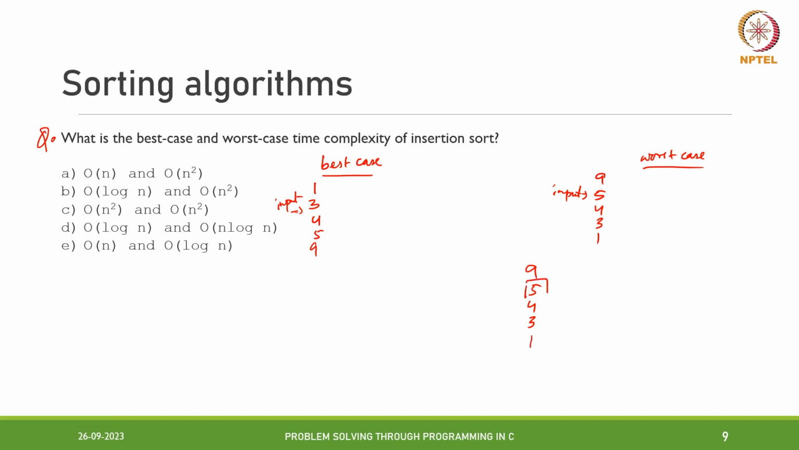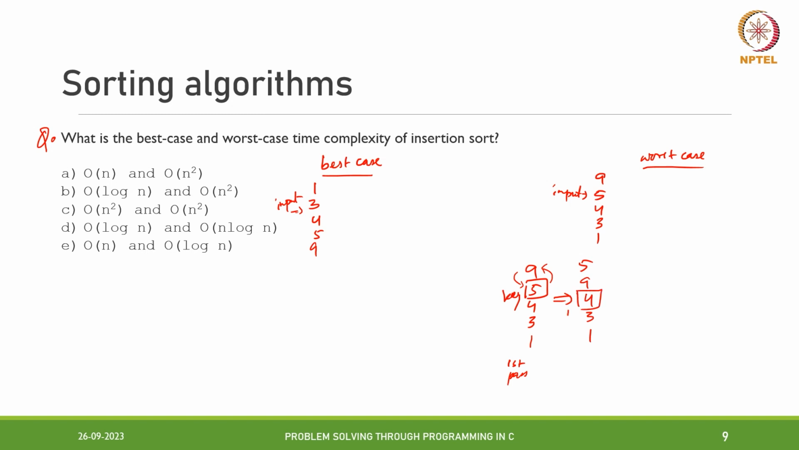Right, so in the first pass, 5 will be the key. We will check it against 9 and we will swap. Okay, after swapping, what does it become? It will be 5, 9, 4, 3, 1.